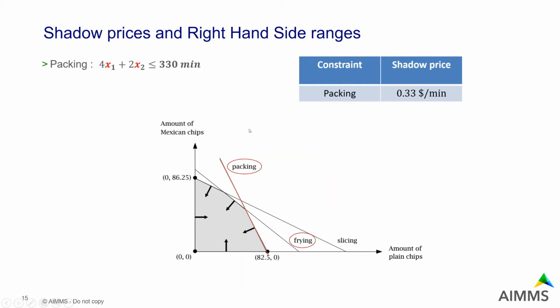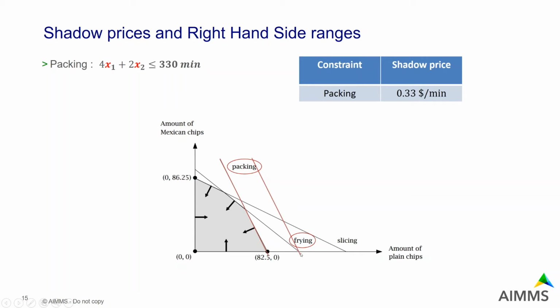Getting back to our small problem, we were studying the packing capacity with this right-hand side here, and we knew that the shadow price was $0.33 per minute at this optimal point. By changing the right-hand side, graphically speaking, we are shifting our packing constraint to the right in this case. And what we can see is that if we shift our packing constraint, the solution domain will increase until this packing constraint is not binding anymore.